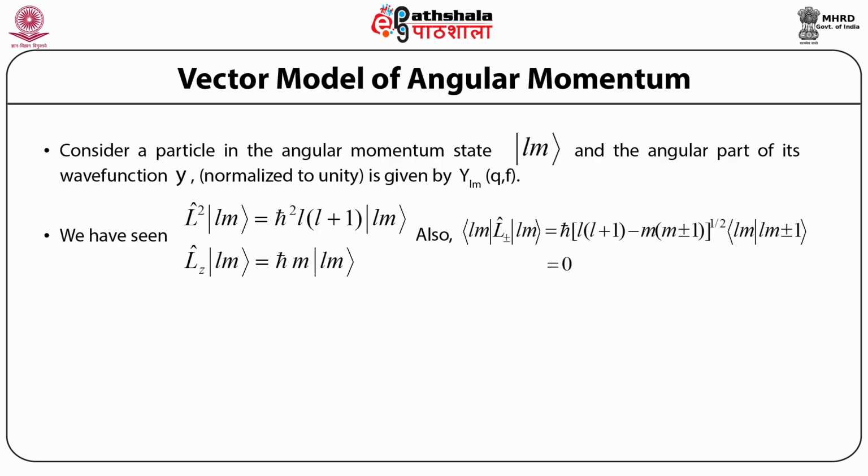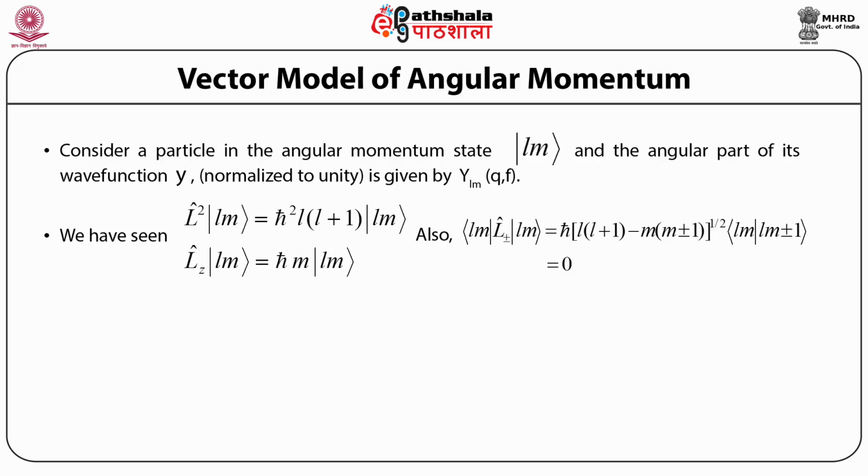eigenvalues corresponding to the eigenvector Lm, when the operator L square acts on the ket vector Lm, it returns the eigenvalue h cross square L into L plus 1 times the ket vector Lm. Similarly, we have also seen the eigenvalues for the operator Lz, that is the z component of the orbital angular momentum operator. Lz acting on the ket vector Lm gives h cross m times ket vector Lm, where h cross m is the eigenvalue corresponding to the operator Lz acting on the ket vector Lm.